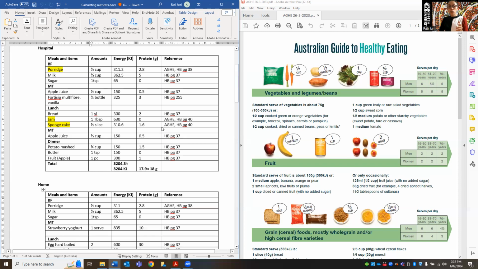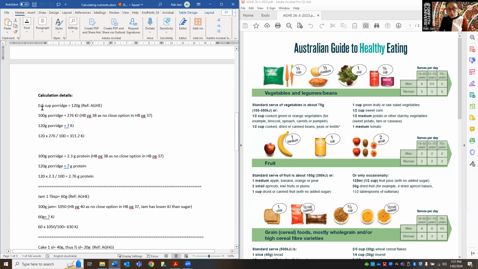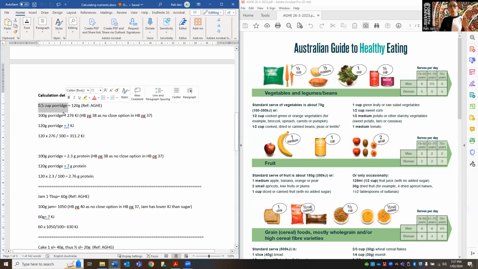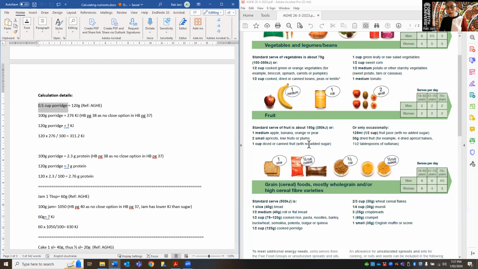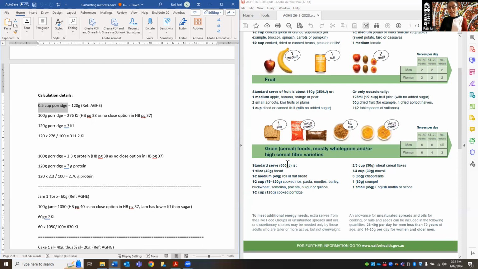So over here, I have shown you how I have done the calculations. I have half a cup of porridge. Over here, I go to the Australian Guide to Healthy Eating. And what does it tell me? It tells me half a cup of porridge is 120 grams. Where did I get this information from? Australian Guide to Healthy Eating, which is over here. I can't highlight it, sorry.